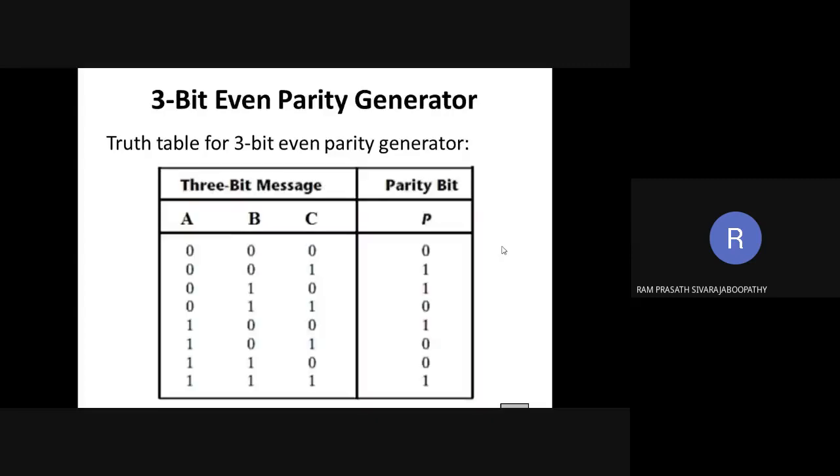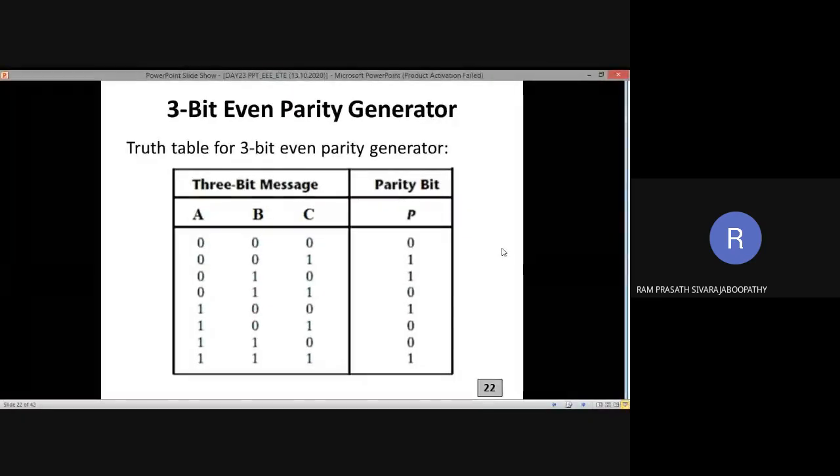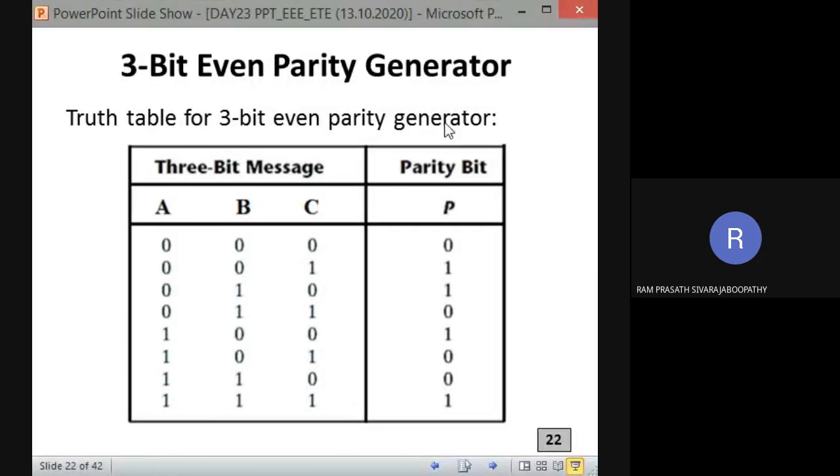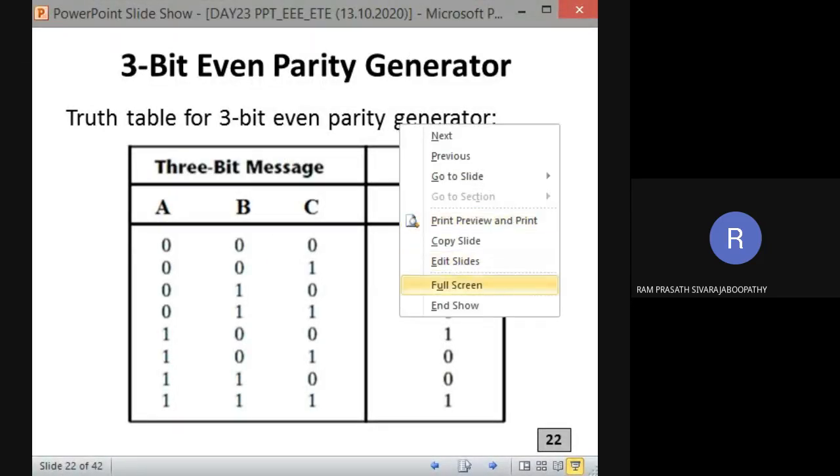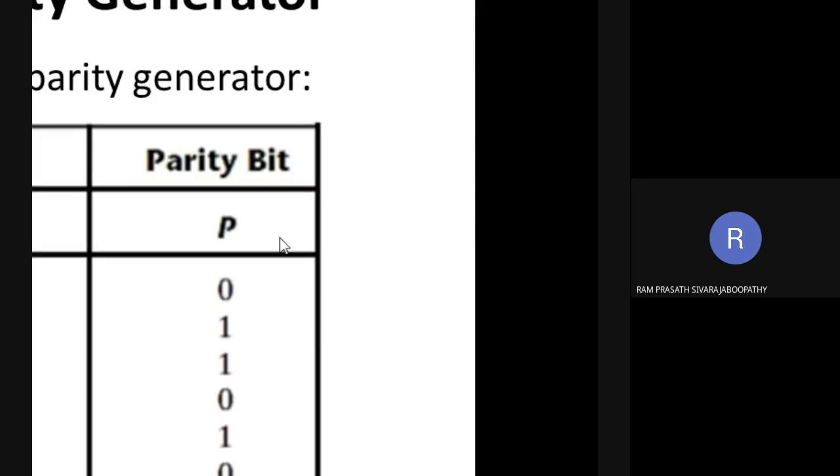Is the slide visible for all of you? Yes? Okay. So my question is, my message is going to have 0, 0, 0. All the bits are 0. It is already even parity. What parity bit must I add so that the entire thing together gives even parity? If I add 0 as the parity bit, the message remains even. Is it clear?